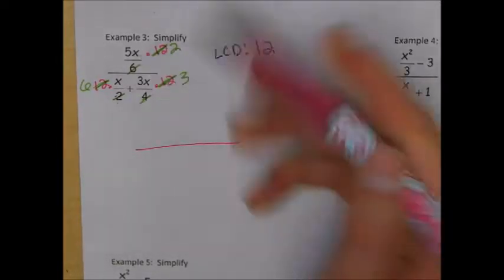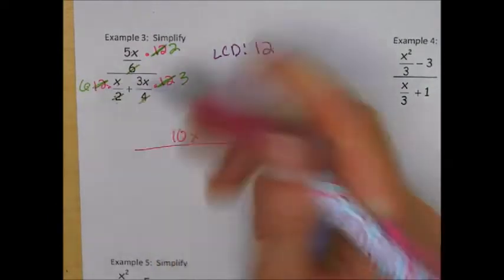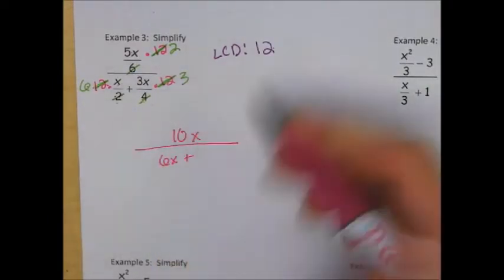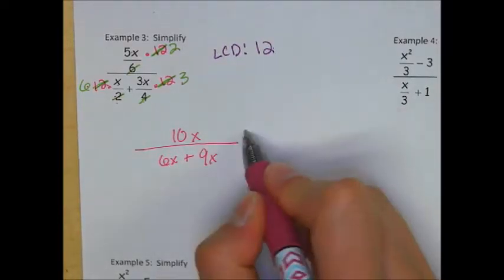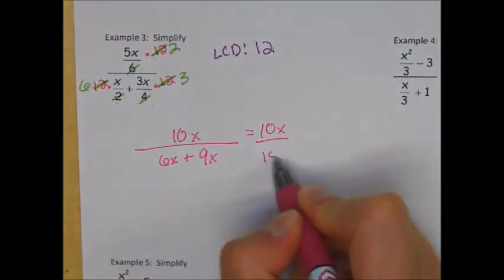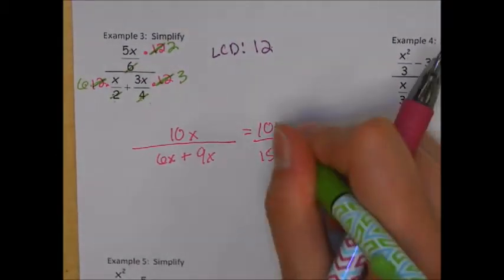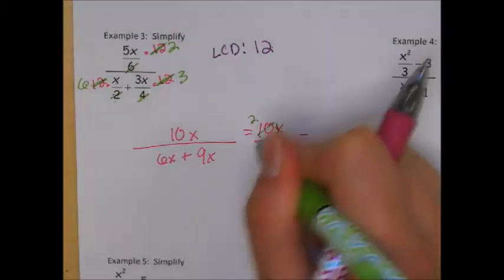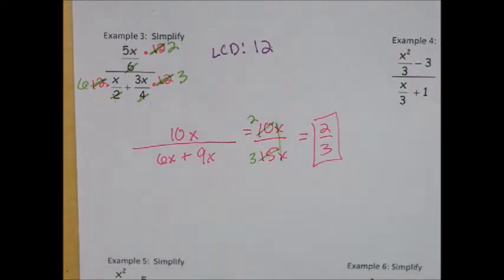2 times 5x is 10x. 6 times x is 6x. 3 times 3x, 9x. I get 10x over 15x. The x is reduced. And here I get 2 over 3.